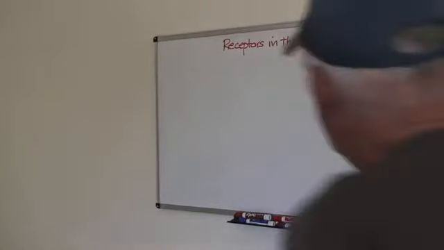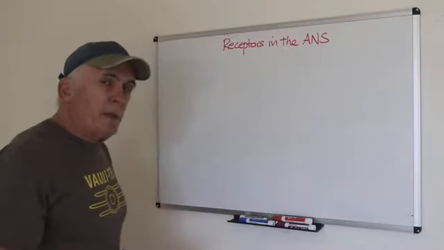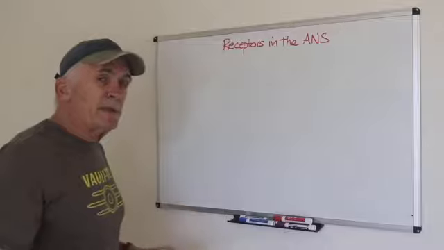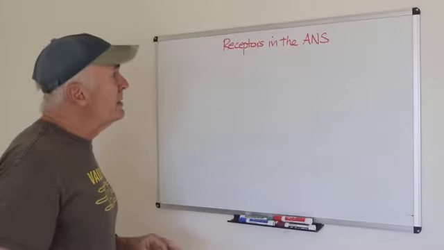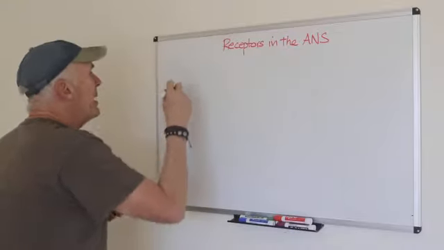Let's talk about receptors in the autonomic nervous system. This is a big deal. This is maybe one of the biggest deals of the entire fourth section of the course and maybe of the entire semester. There are two basic categories here.